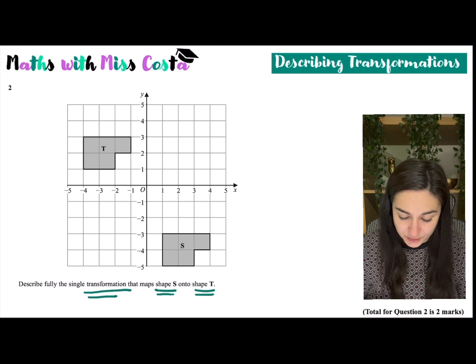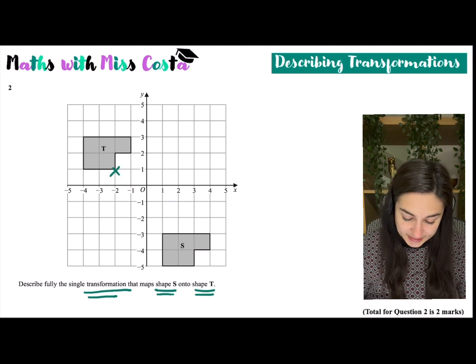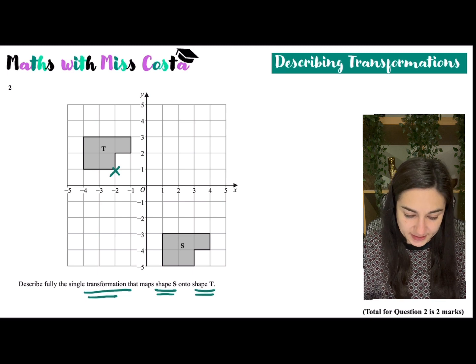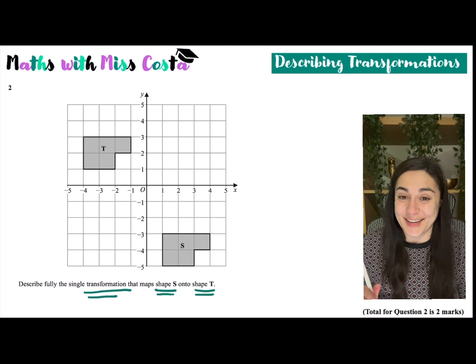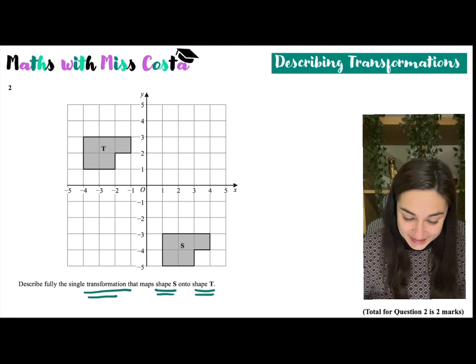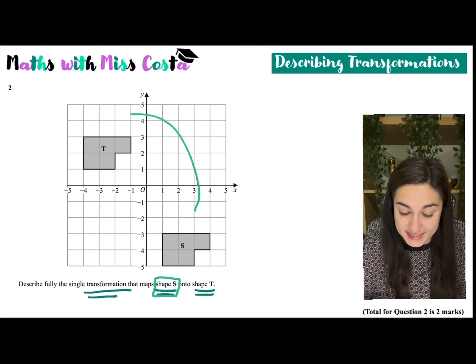So let's have a look. When we're looking at translations, we pick a point over here. Let's pick this point, that's the bottom point. Oh, actually, it says that maps shape S onto shape T. So that's another place people go wrong. Start from where they tell you to. So we want to map shape S. How do we get from shape S to shape T?